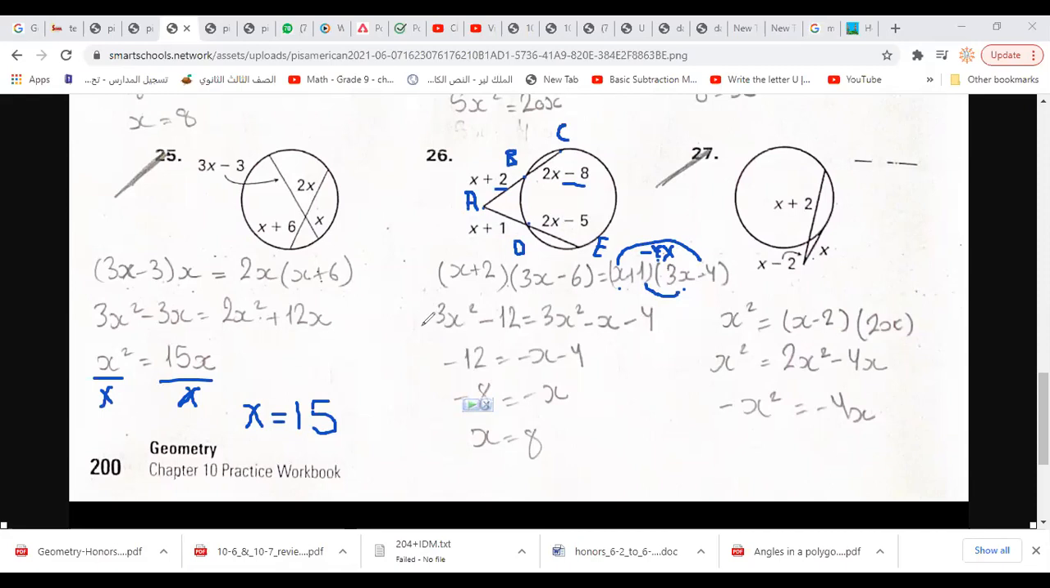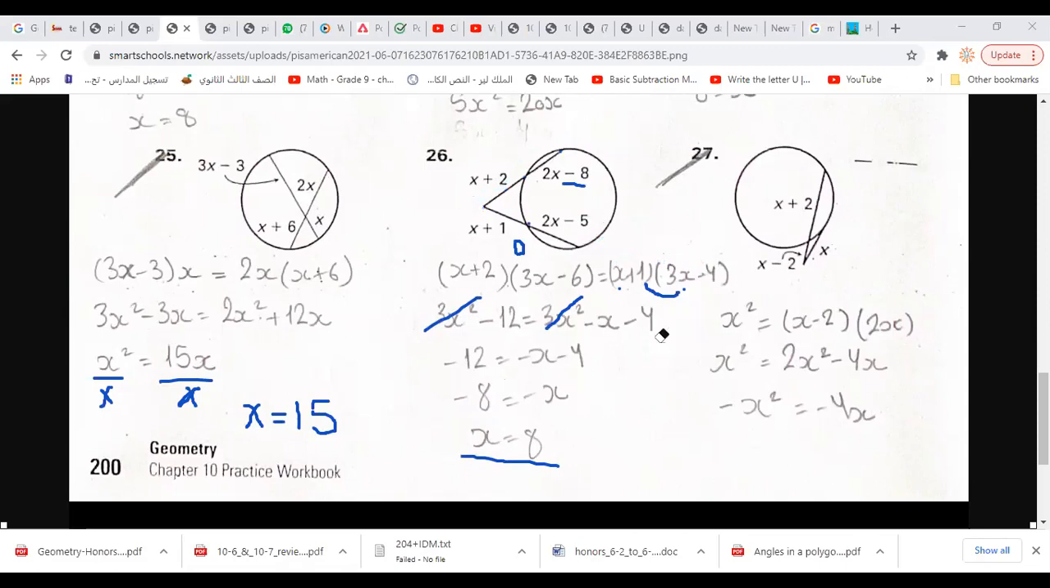On the left side I have 3x squared, and on the right side I have 3x squared. Then negative 12 equals negative x minus 4. Now we will transfer negative 4 to the opposite side. You have negative 8 equals negative x. We will cancel the negatives to write the number in a positive value. Then the value of x is 8. Let's move to the last question.